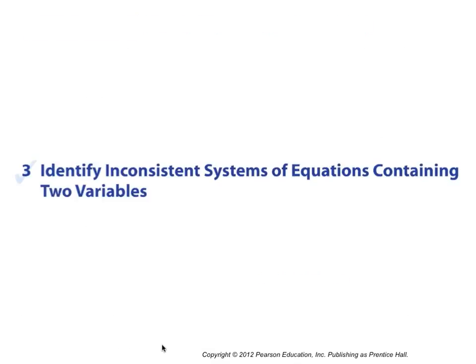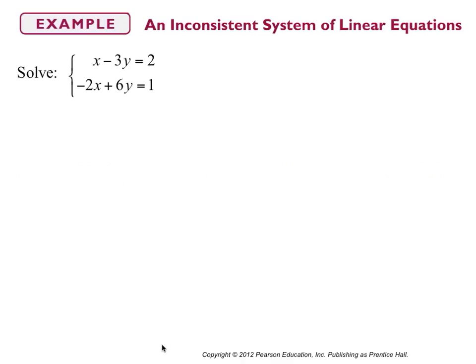Okay. Let's now identify some inconsistent systems of equations containing two variables. So let's say we have something like this, x minus 3y equals 2, and negative 2x plus 6y equals 1. Now it looks like what we're going to do is use substitution. So we're going to solve our first equation for x by adding 3y to both sides.